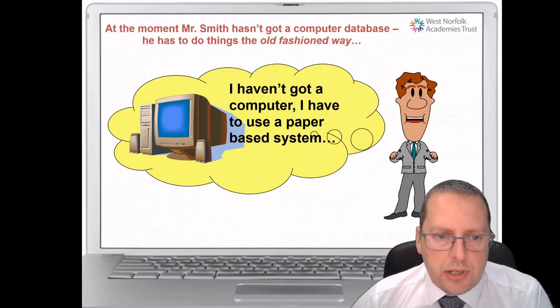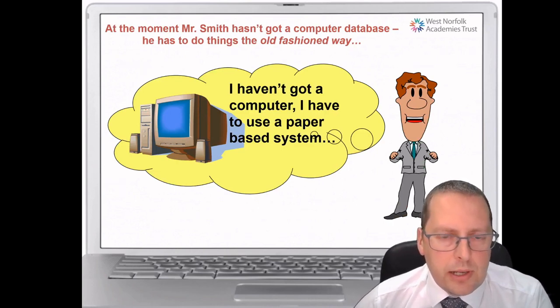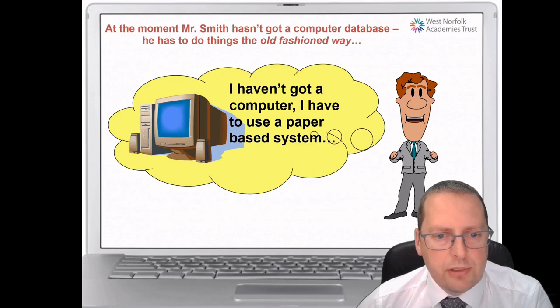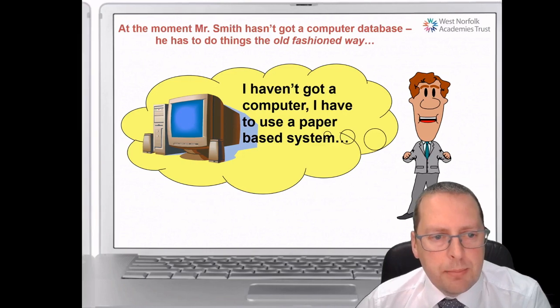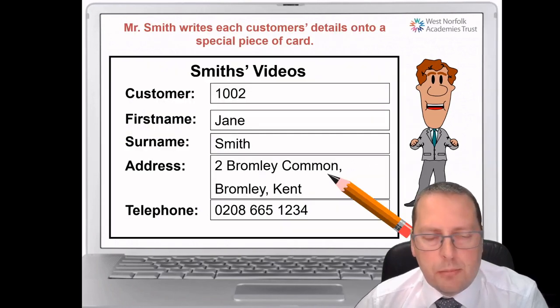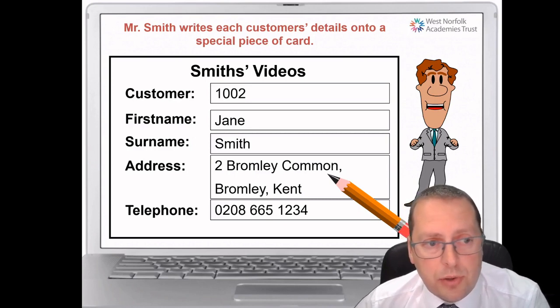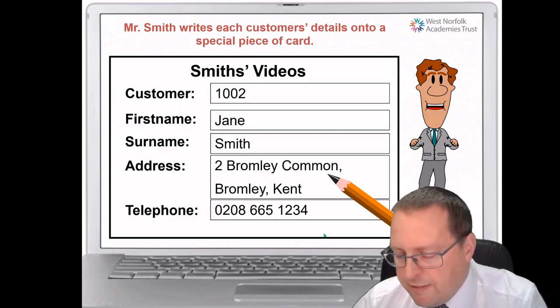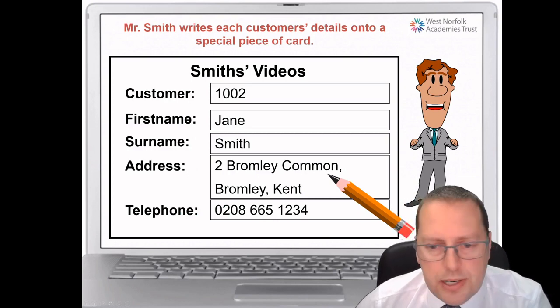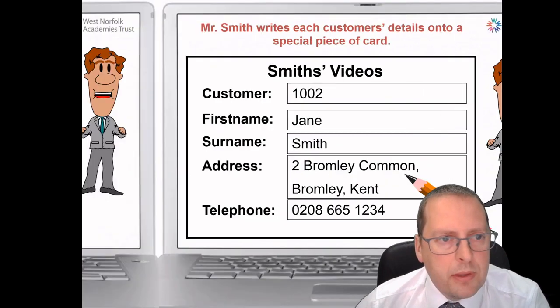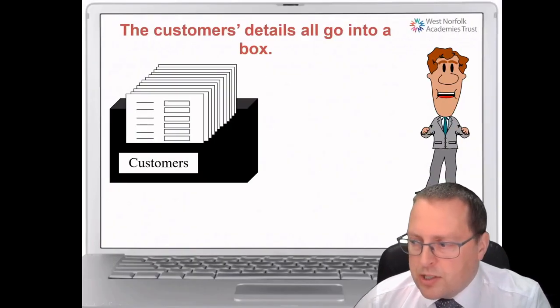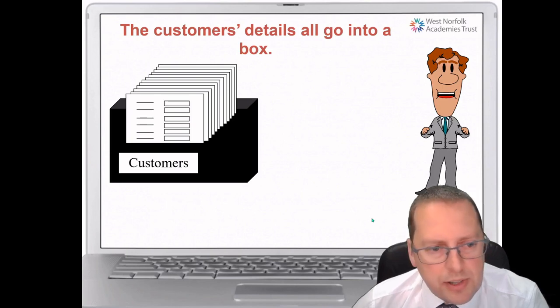Now he hasn't got a computer, he does everything on paper. So he does this the old-fashioned way, and this is one of the differences with a database and a paper filing system. We're going to look at this today. So he fills in these pieces of paper, these cards, that have the information about the customers on them. So it has the customer ID number, their first name, their surname, their address and their telephone number. So he fills these cards in with all the information that he's going to need about his customers. And then he puts those into a box so that all the records are kept safe in the box.